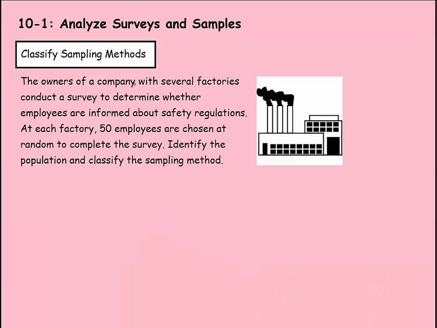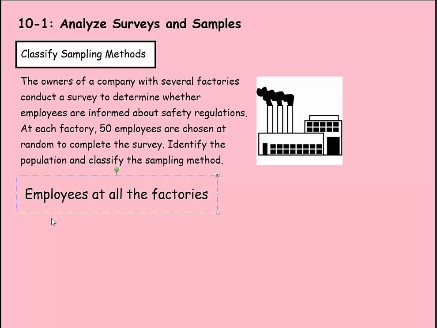The owners of a company with several factories conduct a survey to determine whether employees are informed about safety regulations. At each factory, 50 employees are chosen at random to complete a survey. Identify the population and classify the sampling method. Well, if we're looking for a population, we're looking at several factories here, and we're looking at the employees. So it looks like the employees at all the factories. And that was too large of a population to ask everybody. So we're going to label that as the population.